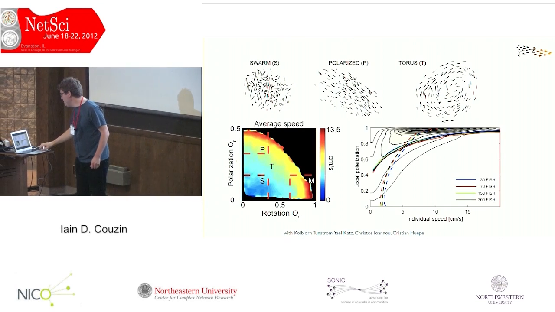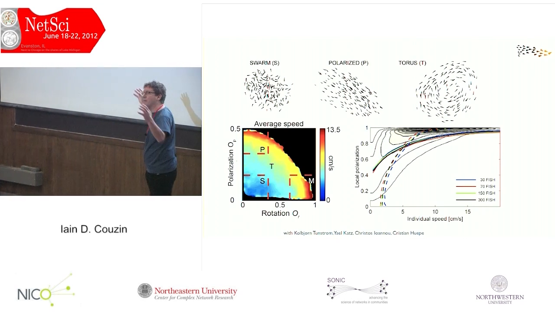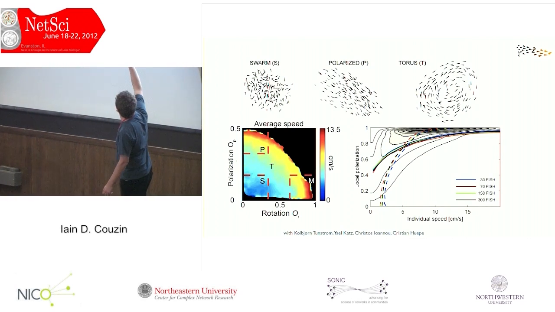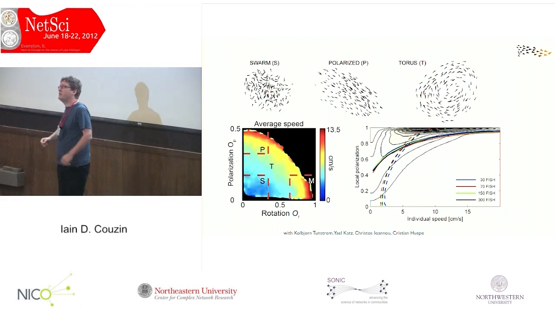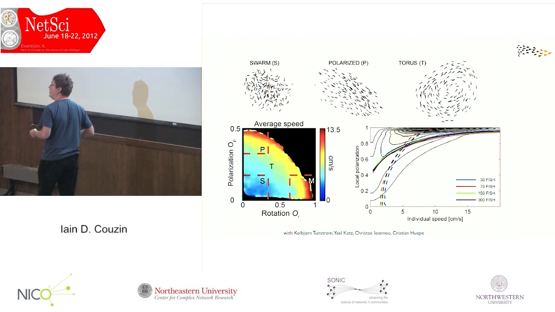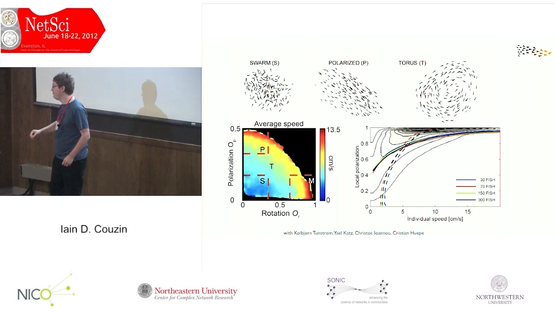And if we look in detail at the different group sizes and the local dynamics, the global dynamics are very different between the polarized state and the torus state. But the local dynamics are identical. So the fish don't know that they're in one state or the other. They're in a metastable regime that's stochastically flipping between those 2 different attractors.